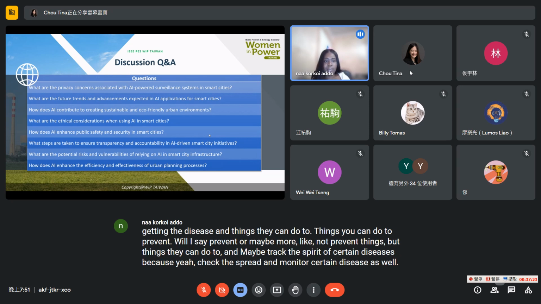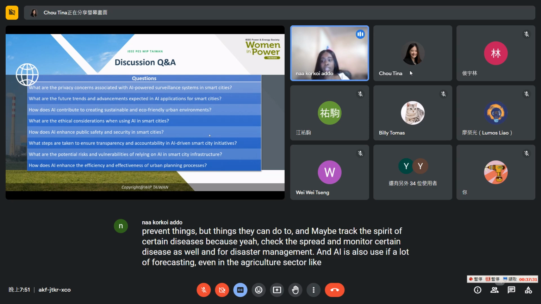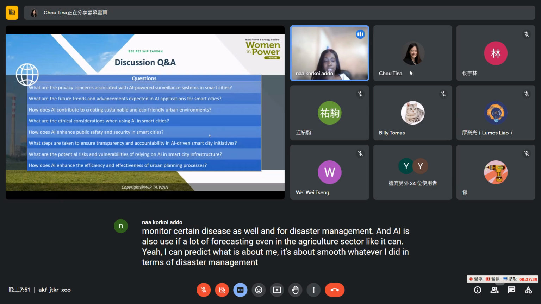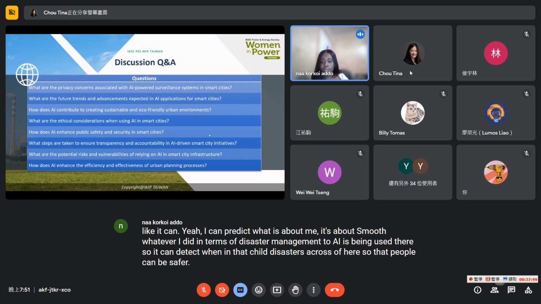And for disaster management, AI is also used for a lot of forecasting, even in the agriculture sector. AI can predict whether it's about to rain, it's about to snow, whatever it is. In terms of disaster management too, AI is being used to detect when a natural disaster is about to occur, so that people can be safer. So I think it's doing a great job there as well.